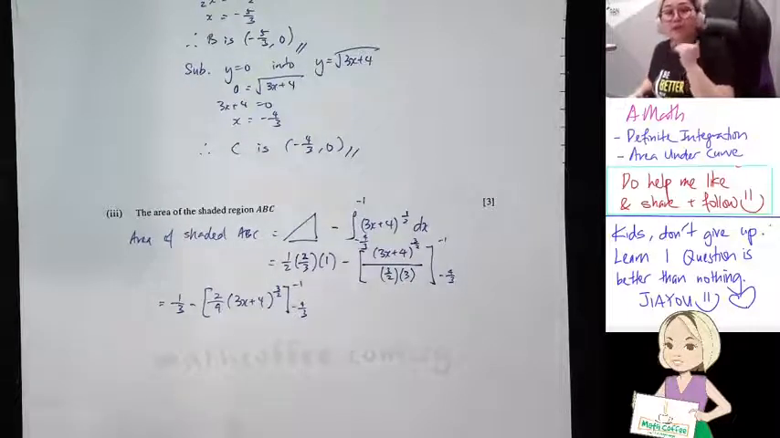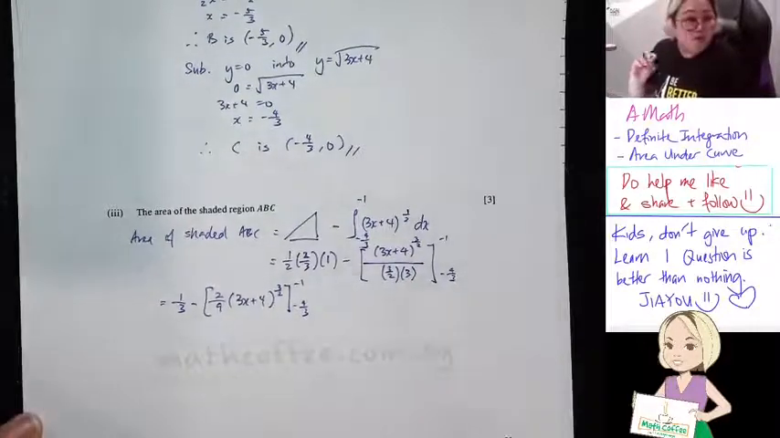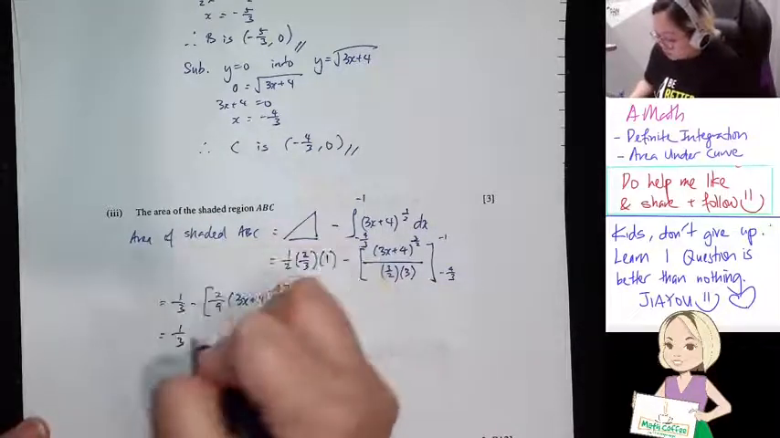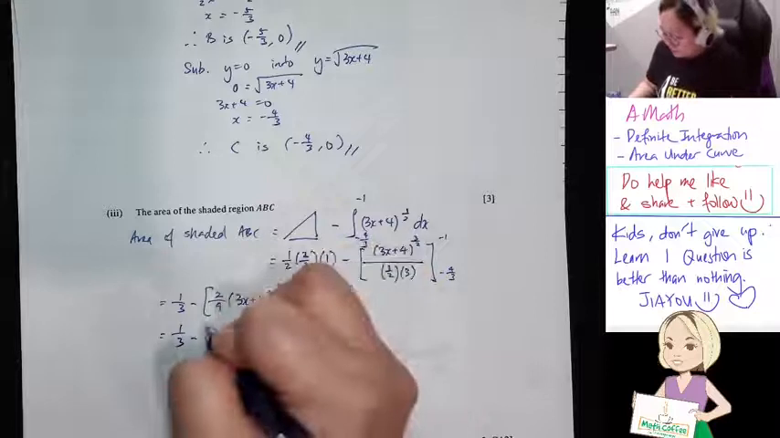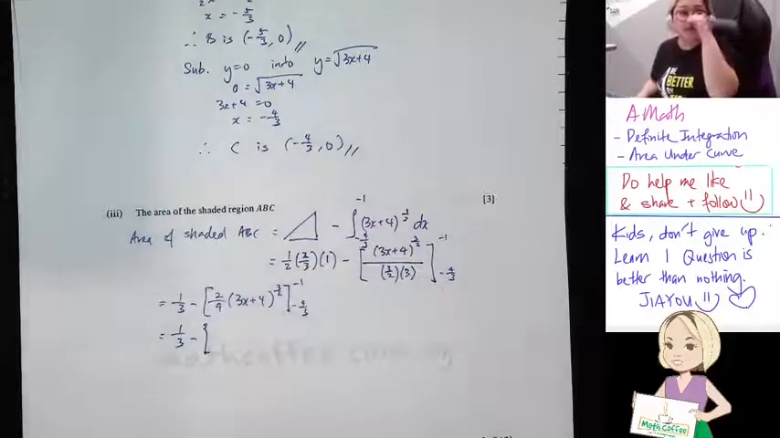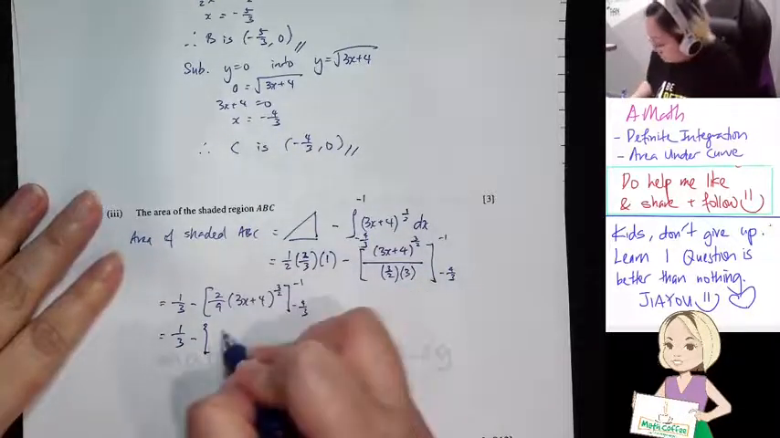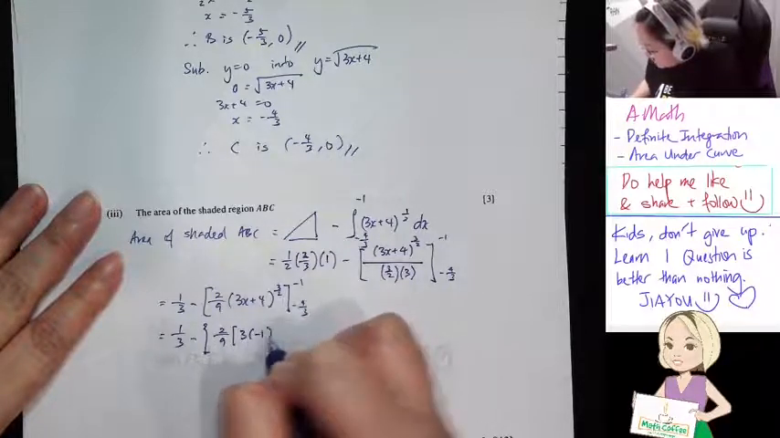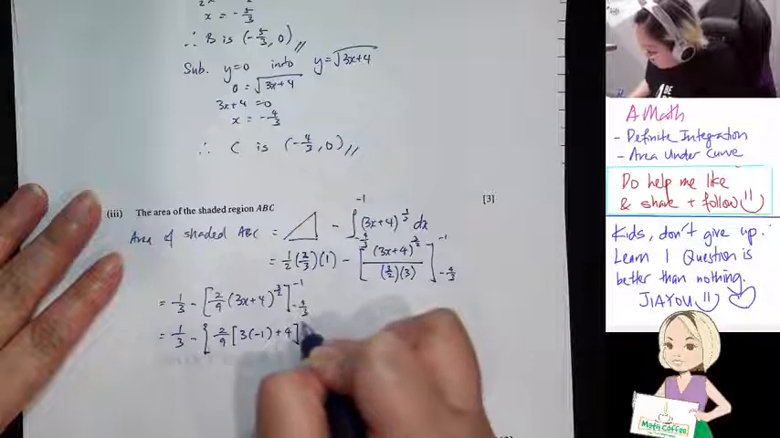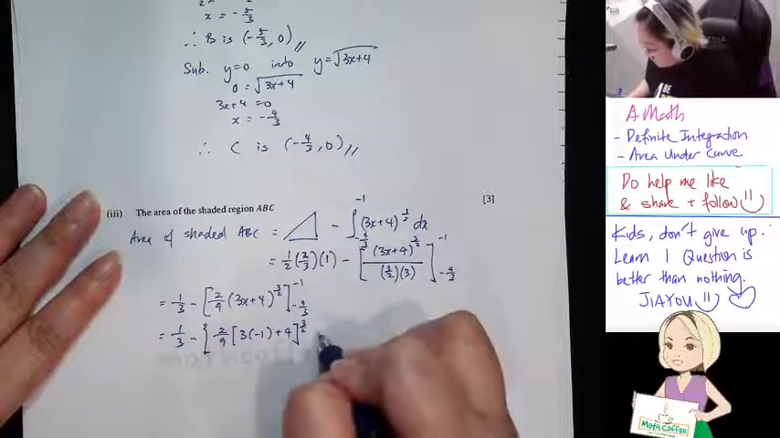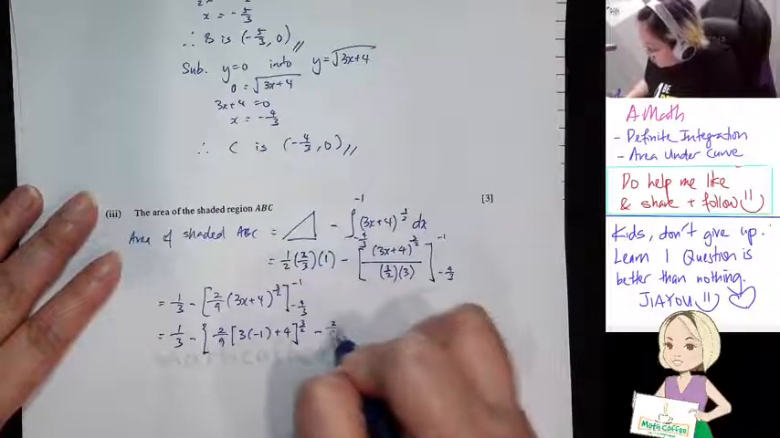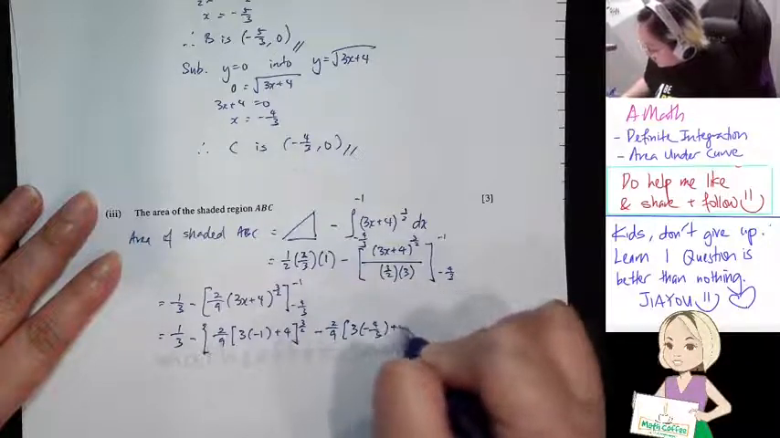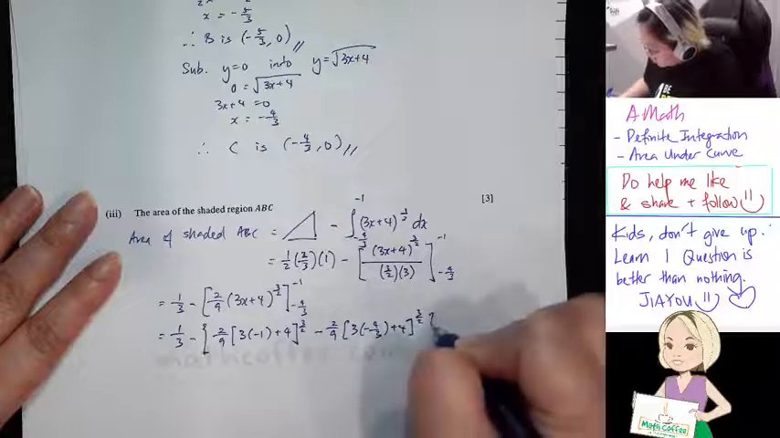So now we are ready to sub in. You have to be super careful because there's a lot of negatives. So I'm going to make use of my round bracket. I'm going to use curly bracket. So let's sub in. So I have 2/9 (3 times -1 plus 4) to the power of 3/2 minus 2/9 (3 times -4/3 plus 4) to the power of 3/2.